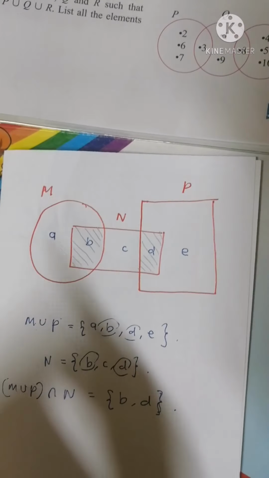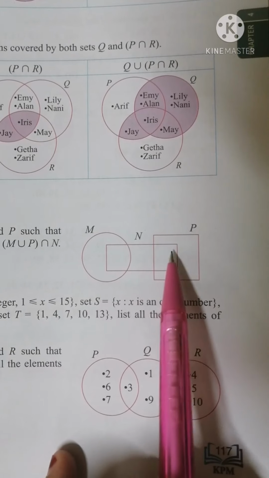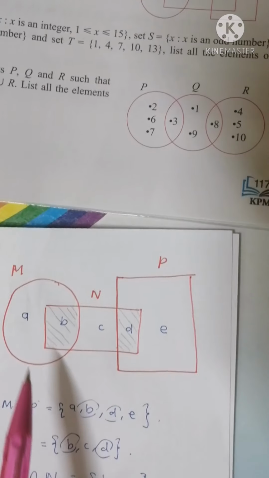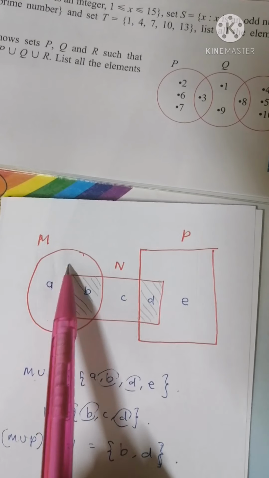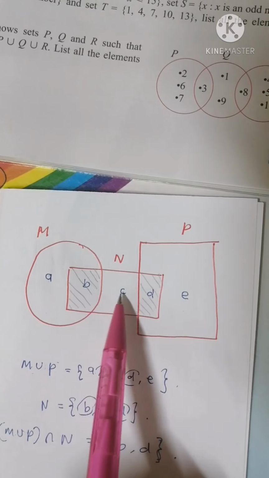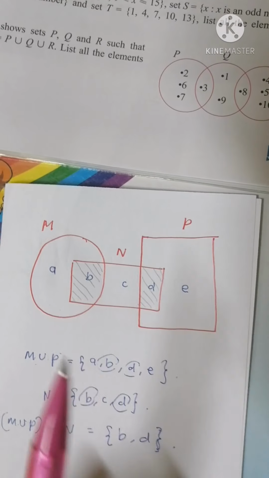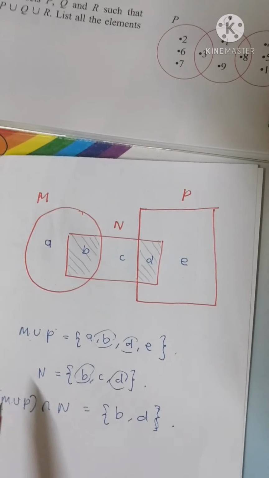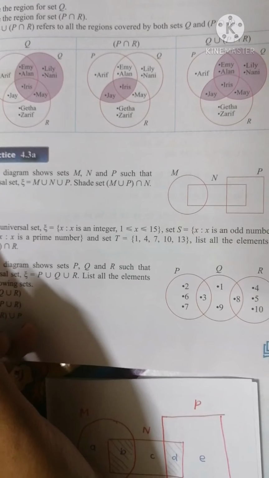This is the case if the question gives you the Venn diagram and no elements stated. So what should we do? You need to label every part of this Venn diagram on your own. So this one is part A, B, C, D, and E. It means that we create the elements ourselves. So this is how you do it, okay? So you are done already with question Exercise 4.3a, question number 1.